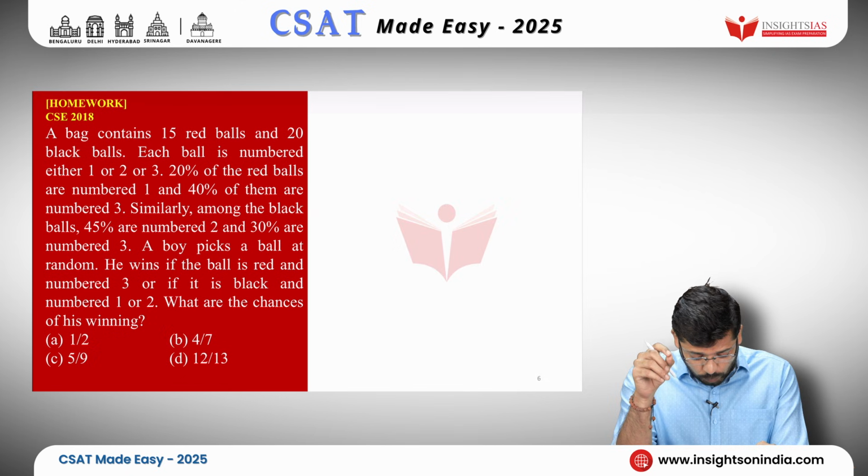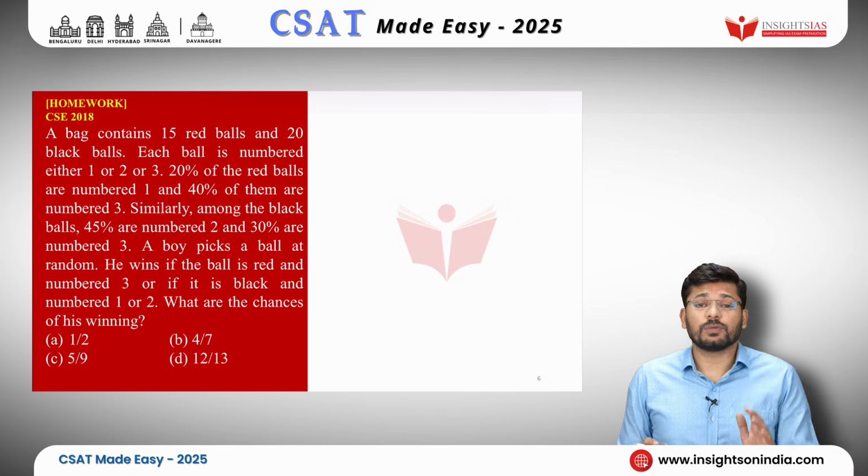A boy picks a ball at random. He wins if the ball is red and numbered 3 or if it is black and numbered 1 or 2. What are the chances of his winning? How do we solve this one?